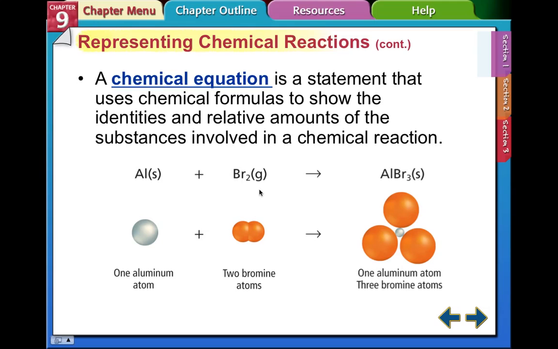Aluminum, which is a solid, and bromine, there's two of them, is a gas. When they combine, it is AlBr3, so there's three of them, and they are solid. So you can look here. You have one aluminum coming together with two bromines.